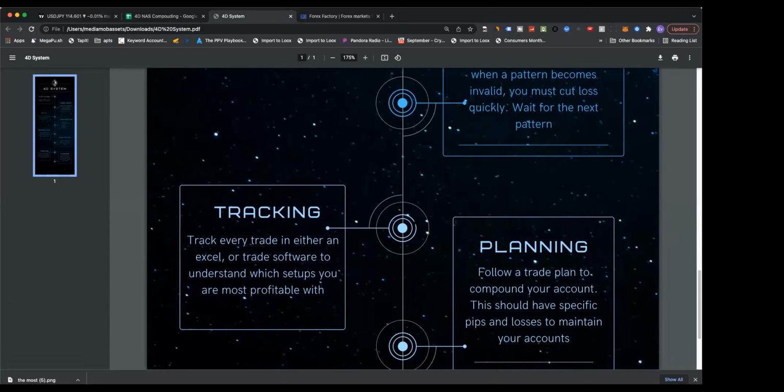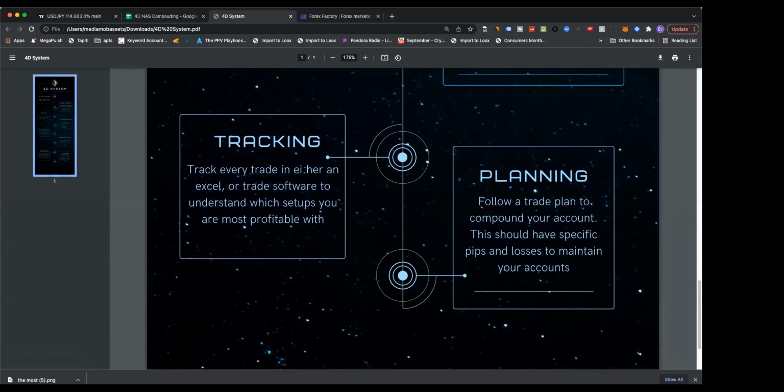After invalidation, we have our tracking. Track every trade in either an Excel spreadsheet or trade software. You'll understand which setups are most profitable. You can use TraderSync, which I use, or you can use a spreadsheet. Whichever one works for you.